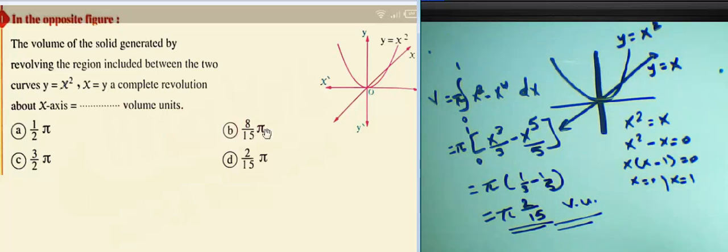Using the result, choose which answer? 2 over 15, letter B. Choose letter what? Letter D.